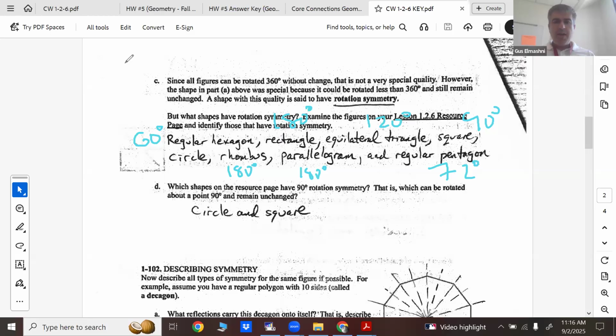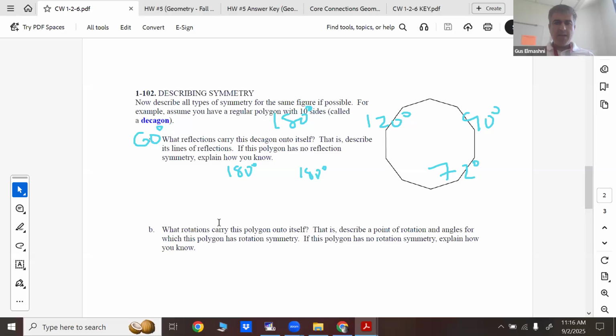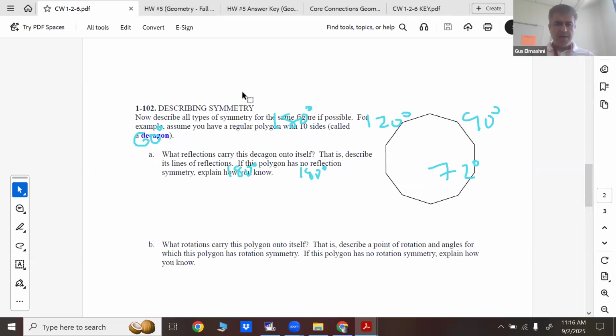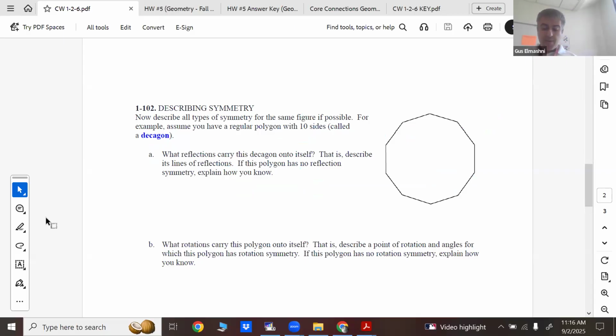Okay. Let's move on. We're almost done here. Let's talk about this stuff. Now let's go over all types of symmetry, so we're going to put it all together. Reflection, rotation, actually those are the only two we're talking about. So anyhow, now describe all types of symmetry possible for the same figure.